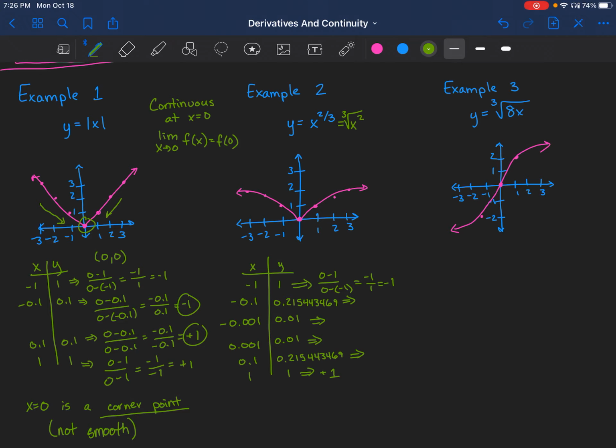So let me go ahead and show you real quickly what happens when I try some of these other numbers. So if I do negative 0.01, we're going to do 0 minus that 0.2154439 answer.